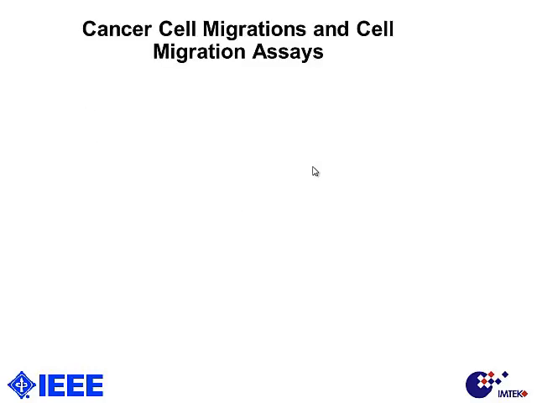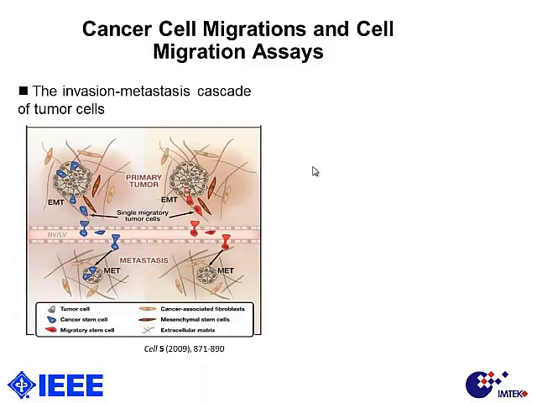So, the cancer cell migration and cell migration assay. In this figure, you can see the way cancer cells metastasize in our body. A single cell will delaminate from the initial tumor and invade through the vessel and come to other parts of the body, and they will grow and grow. At different states of the disease and with different cell lines, the level of migration is different.